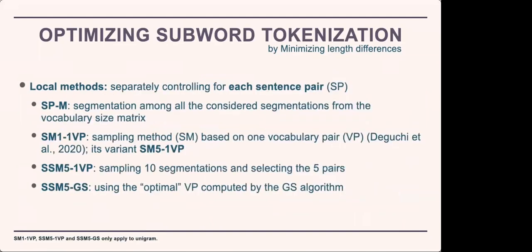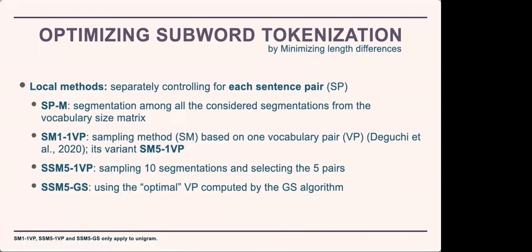For the local methods, we try to separately minimize the length difference for each sentence pair. For SPM, this first method simply picks, among all considered segmentations of each sentence, the one that minimizes the length difference. When there is more than one minimal segmentation, we select the one for which the total source and target length is smallest. This one only outperforms the word-based model for English-French and English-Vietnamese, and fails to achieve better F score than the global methods.